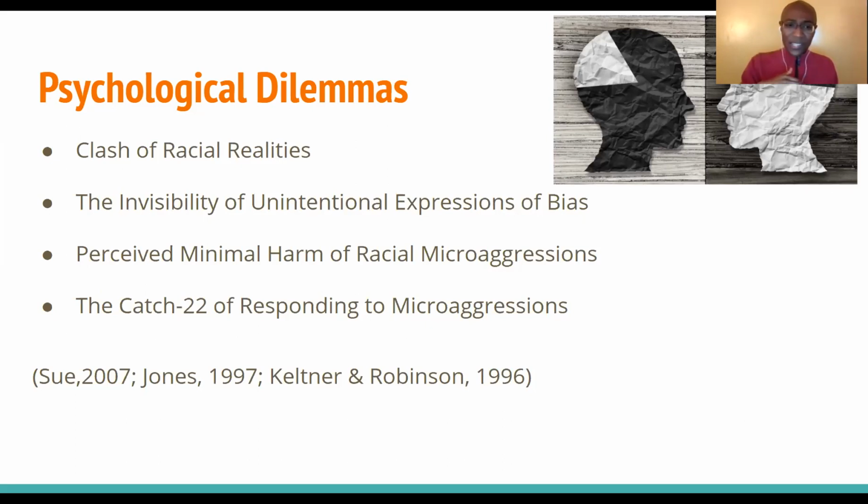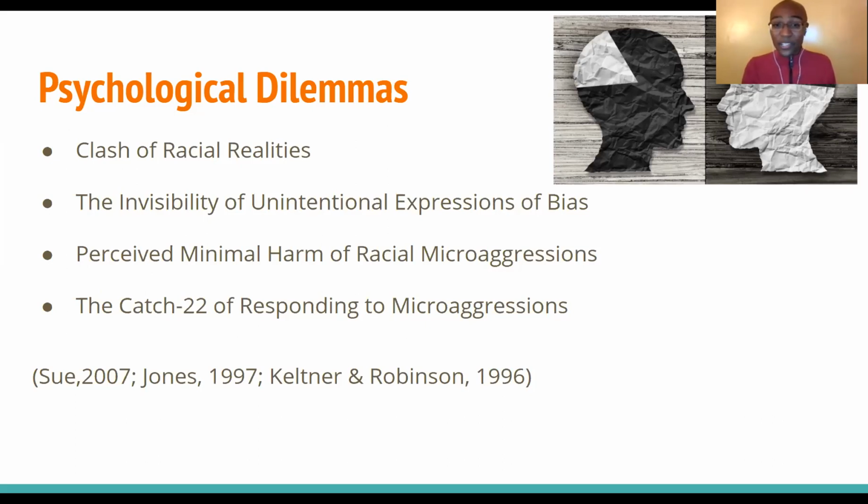And the invisibility is unintentional expressions of bias. We talked a little bit about that before, how people can always come up with reasons for why they said what they said. And that presents a problem for the person of color who wants to say this was not okay. Because was it a microaggression? Who determines what a microaggression is? How do I know if I say it, will they just come up with reasons, or will they actually take in what I just said?